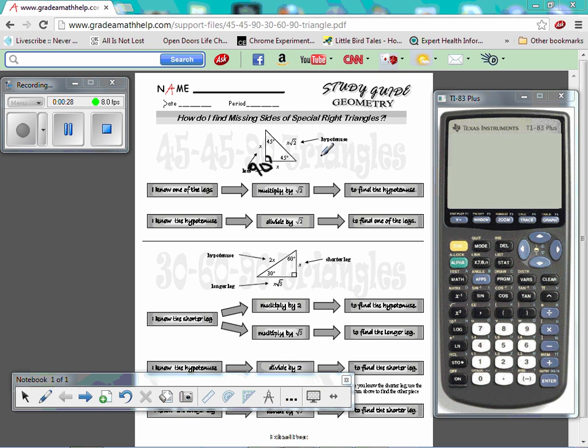So what makes it special is that you know that one angle is 45 and the other angle is another 45. So that's what makes this a special right triangle of 45, 45, 90 degrees, okay? So what are we trying to do?